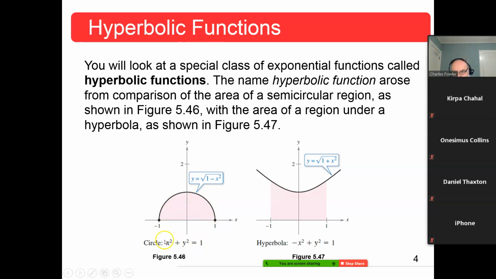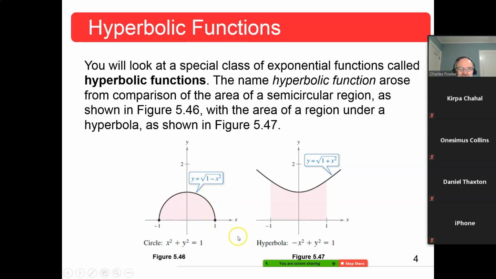And the whole circle would be x squared plus y squared equal 1. You're only doing the top half of that, so that's why it's the positive square root when you solve for y. Subtract x squared from both sides, you have 1 minus x squared. Take the square root, but only take the positive square root, and that gives you this.